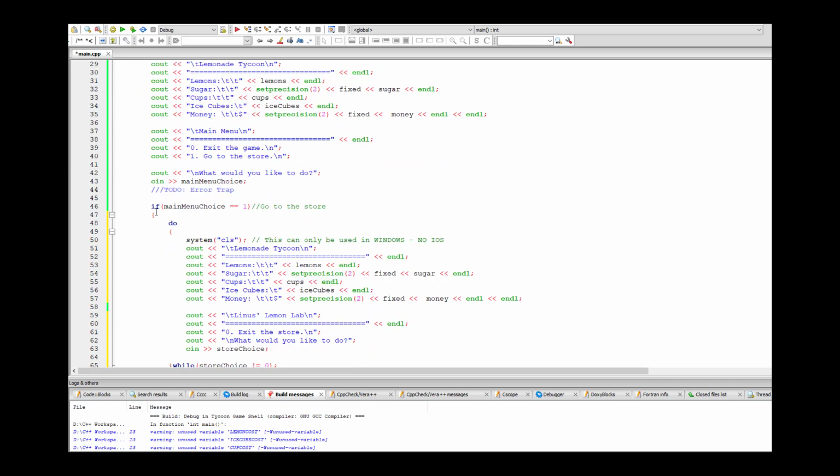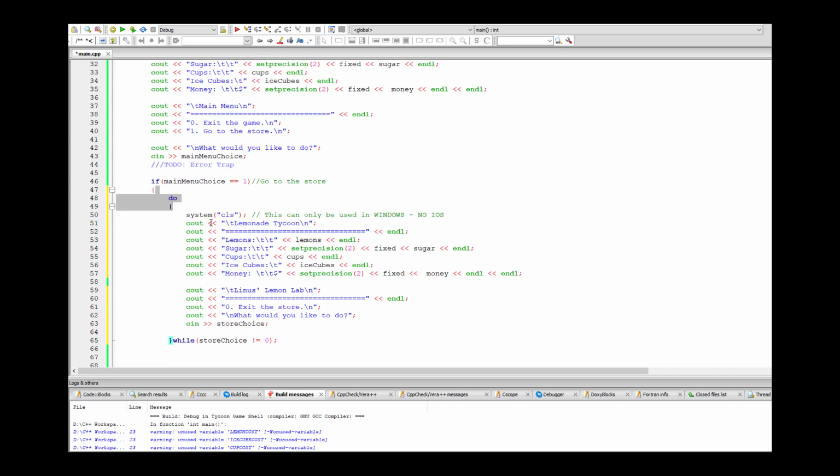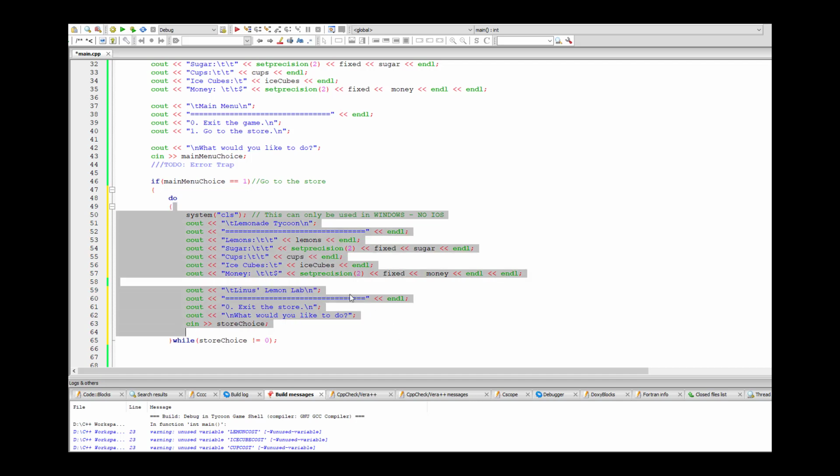If we choose 1, then we fall into this do while again, another loop. In this one, we clear the screen, and it's exactly like the main game loop, except now we're trapped in this loop. So we're going to clear the screen, show the inventory again, change the menu to exit the store. What would you like to do? And if they don't choose to exit the store, this will take them back up to the beginning of the store again with the updated inventory, and it'll update their inventory every single time.